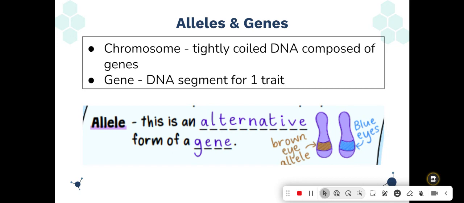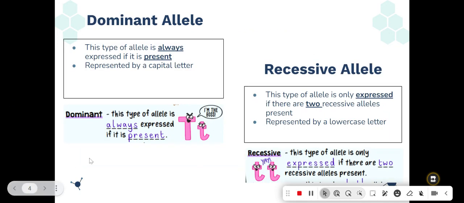The allele is the alternate form of the gene. So you could have the allele for brown eyes, you could have the allele for blue eyes, you can have the allele for straight hair, you can have the allele for curly hair. These alleles can either be dominant or recessive.